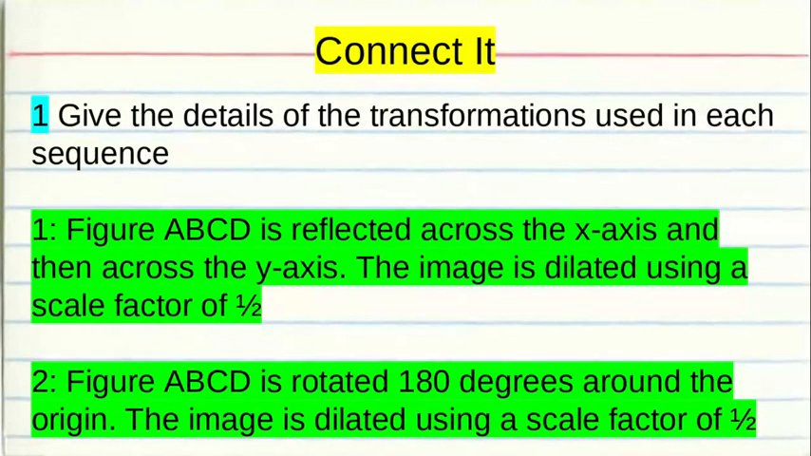Then we move on to the Connect It, which is on page 107, question 1. It's asking us to give the details of the transformations we used. So like we discussed, we would take figure ABCD and reflect it across the x-axis, and then reflect across the y, and dilate with that scale factor of 1/2. So that's one way of doing it. The other way we discussed is we take that figure and rotate it 180 degrees, and then dilate using a scale factor of 1/2. Both ways will give us that final image of EFGH for our figure.